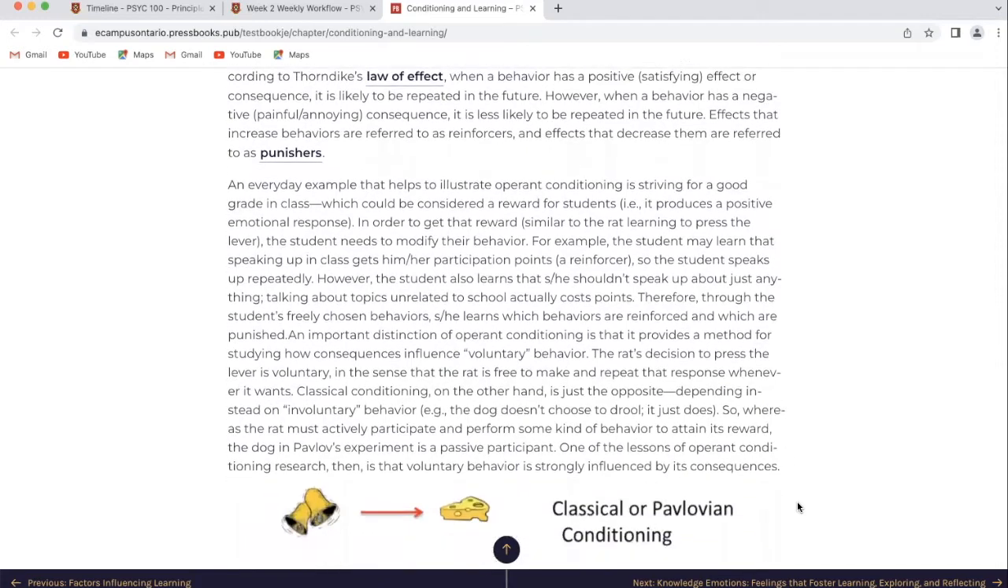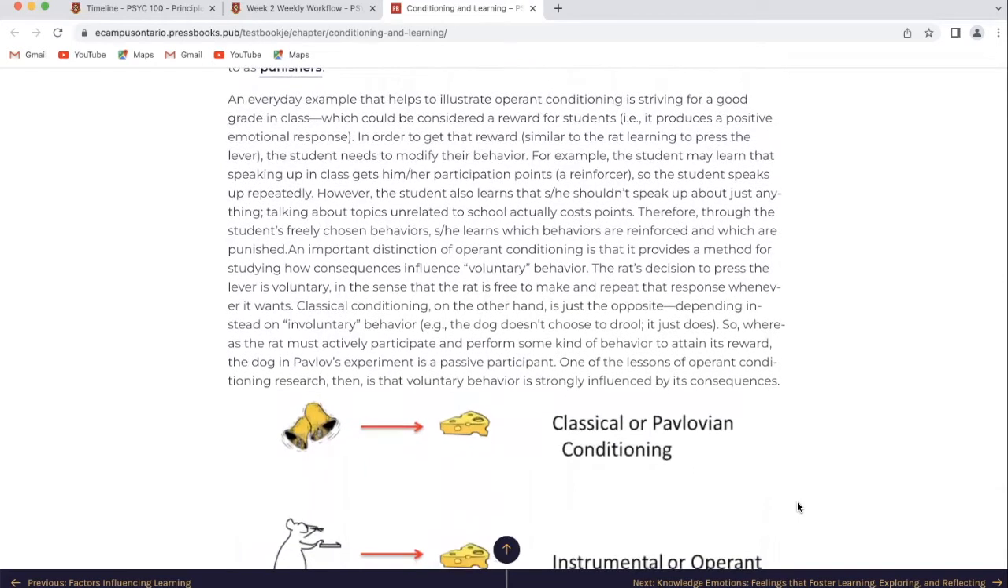An everyday example that helps illustrate operant conditioning is striving for a good grade in class, which could be considered a reward for students, i.e., it produces a positive emotional response. In order to get that reward, similar to the rat learning to press the lever, the student needs to modify their behavior. For example, the student may learn that speaking up in class gets him or her participation points, a reinforcer. So the student speaks up repeatedly.